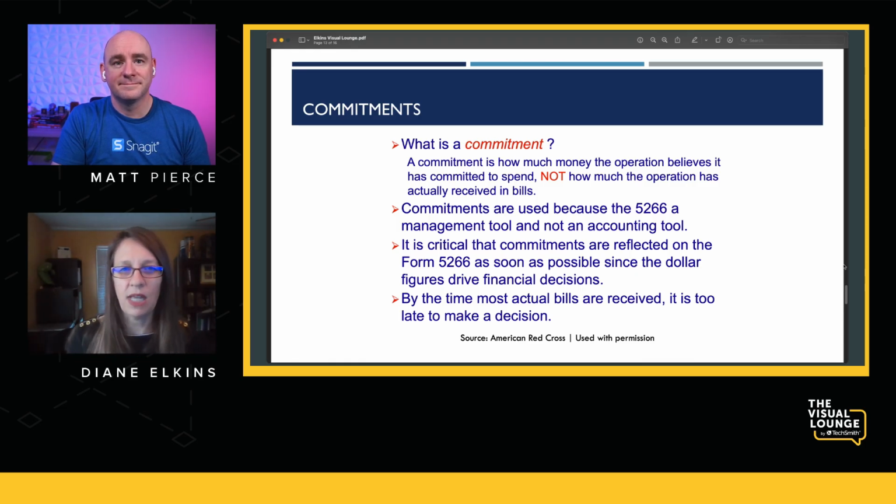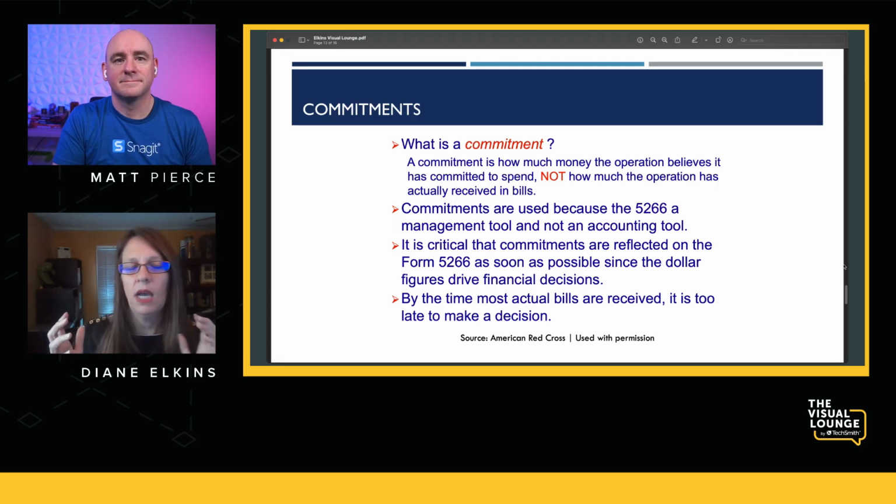And this was one of their slides. So what's a commitment? Well, it's about how much money we believe we've spent and blah, blah, blah. But it's a management tool, not an accounting tool. So it's critical that you reflect it as soon as possible, because the dollar figures drive financial decisions. Okay, well, first of all, not a very interesting slide. This was for a webinar that did not have the person on camera. So this is all you were looking at.